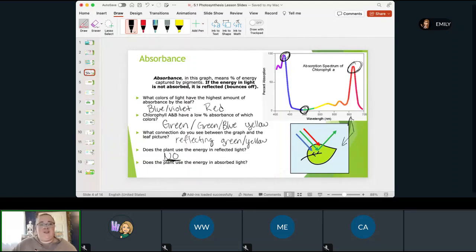Is the plant using the energy of the light that it's absorbing? So in this picture, is it using the blue and red light energy? Good. Yes. So if I am absorbing that light, that's the energy that I can use. So for plants, when they're absorbing all of the other colors except green, it's the other colors that are giving the energy for the plant to start photosynthesis. Everybody with me so far? Okay, good.